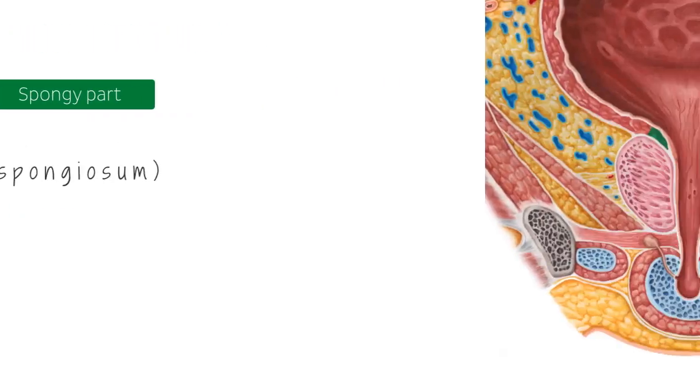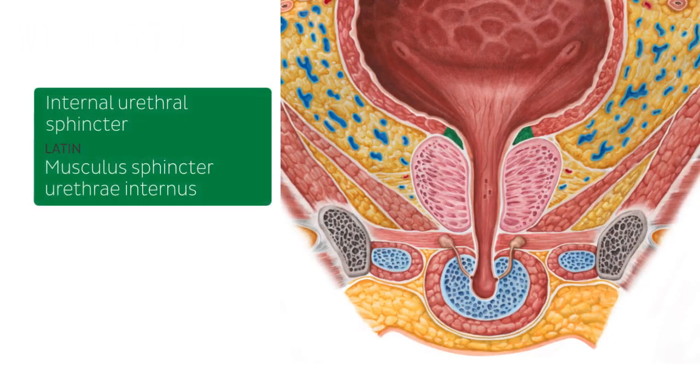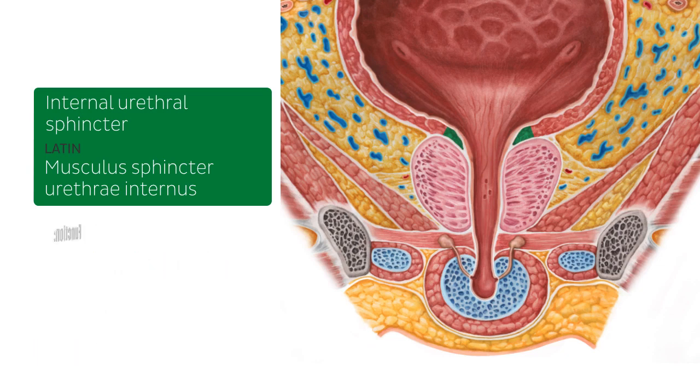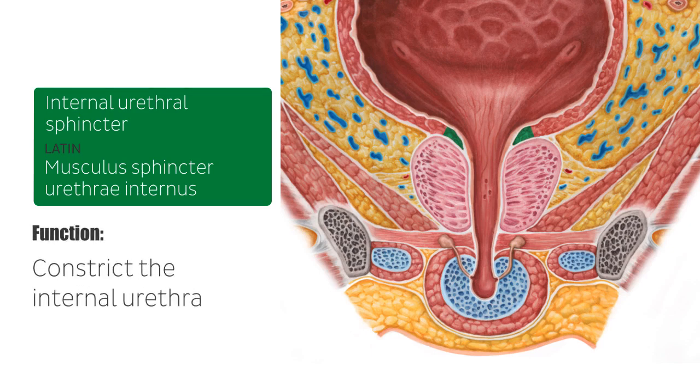On the next image, we're going to be highlighting these structures, which is known as the internal urethral sphincter. At the very first part of the urethra, we can see the internal urethral sphincter. The internal urethral sphincter is comprised of smooth muscle that is located at the junction of the urethra and the urinary bladder. This muscle is innervated by the S2 to S4 nerves of the pelvic plexus and will be functioning to constrict the internal urethra, preventing urine leakage, and also prevents the reflux of semen into the urinary bladder during ejaculation.